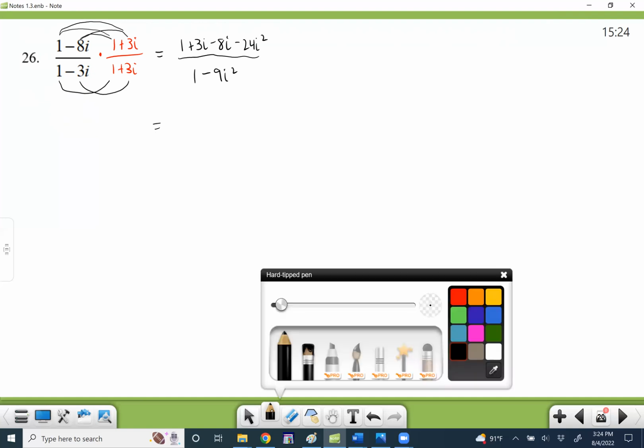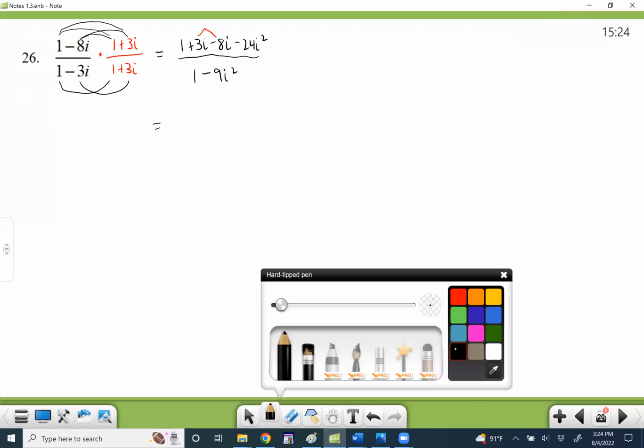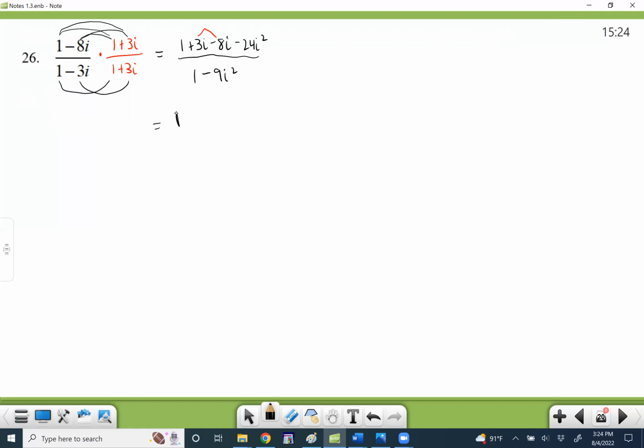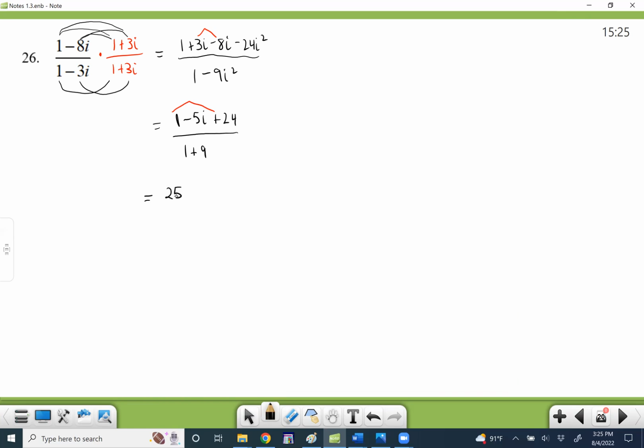All right, so we're going to combine like terms, which means these two are going to combine with each other. So we have 1 times 3i minus 8i, 3i minus 8i, negative 5i. And then don't forget minus 24 will become, minus 9i squared will become plus 9. Real parts first. So 1 plus 24 is 25. 1 plus 9 is 10.